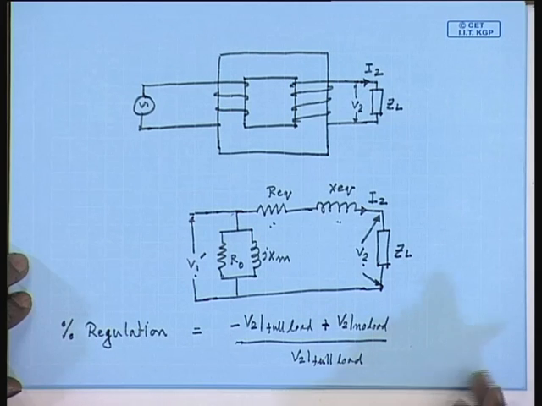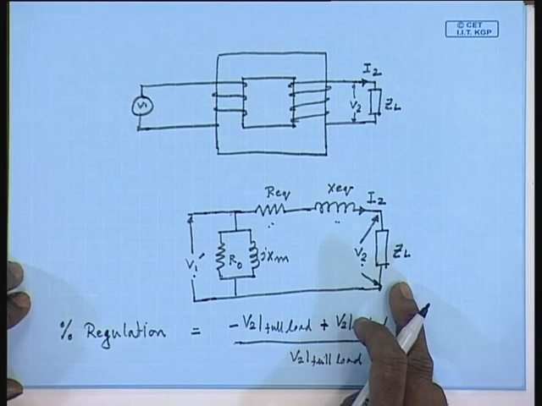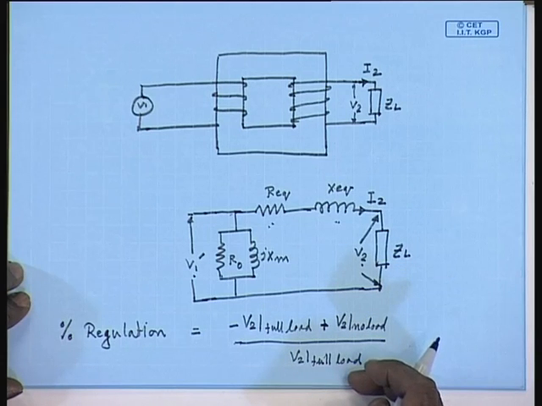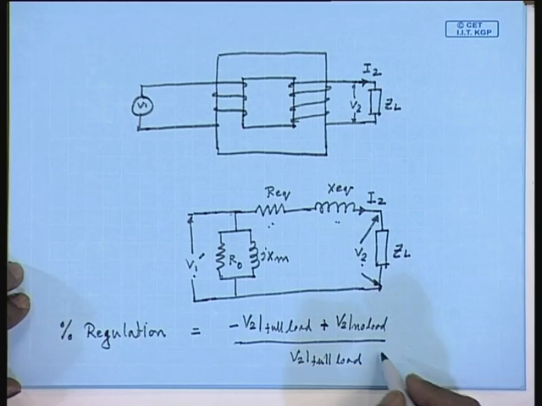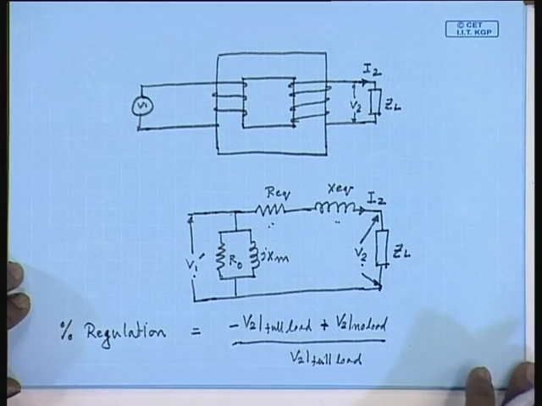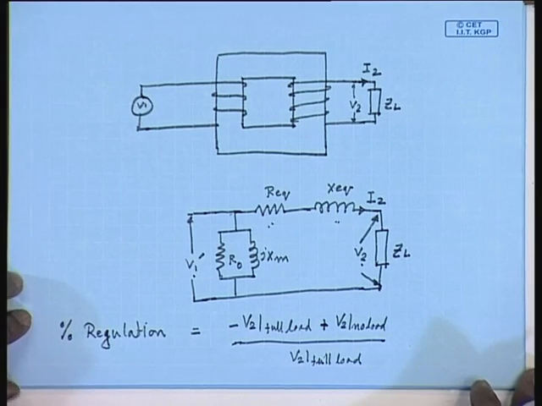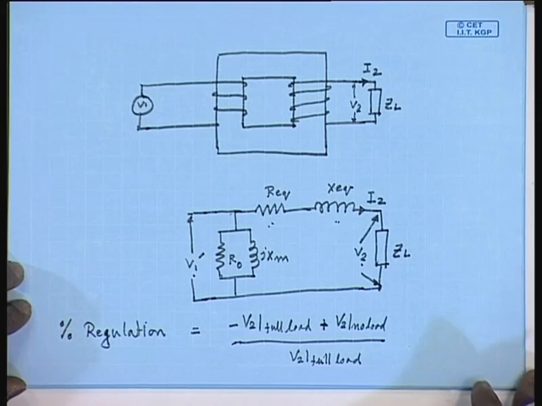That is how much the output voltage varies as a percentage of its rated voltage from no load to full load. This is called the percentage regulation of a single phase transformer, and it is a very important performance parameter, because this indicates how constant the voltage will be as the load varies.